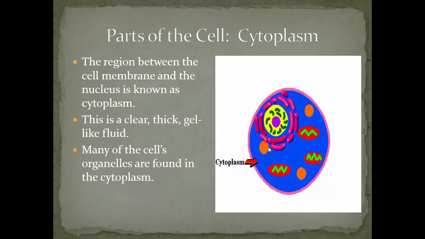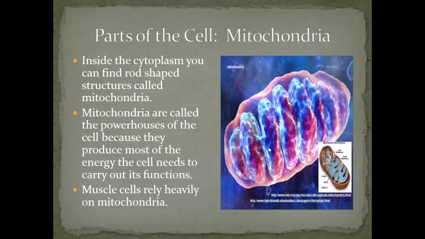Cytoplasm. Cytoplasm is a clear, thick, gel-like fluid in which almost all of the organelles are found. Think of it like some kind of Jello. If you had a big plate of Jello and you stuck a bunch of stuff into it, that stuff won't really move. That's what the cytoplasm is. Cytoplasm is very important because without it, all the organelles would just float around. They wouldn't be able to do their jobs. So the cytoplasm is a thick, clear, gel-like fluid in which organelles are found, and it's the region between the cell membrane and the nucleus.